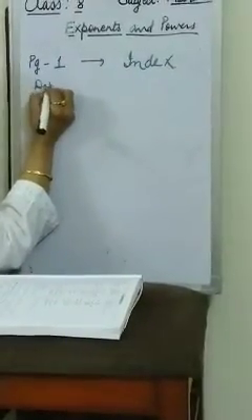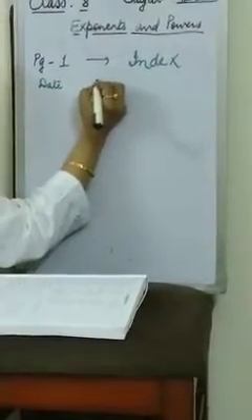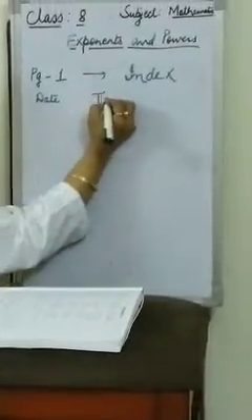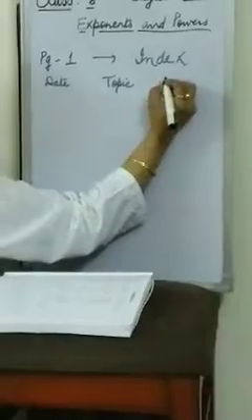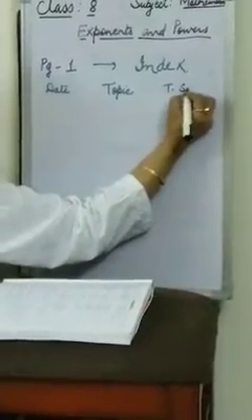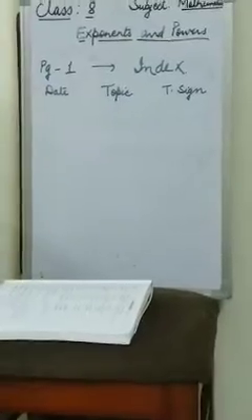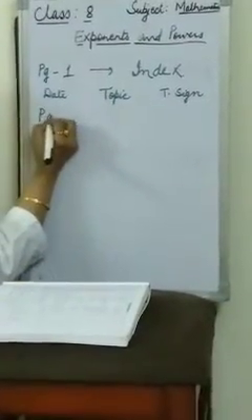Date, exercise topic, that is exercise number or chapter name, and the third column you are going to draw, it is already drawn, that is teacher signature. Page 2, you have to leave.